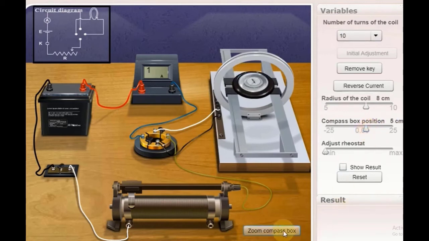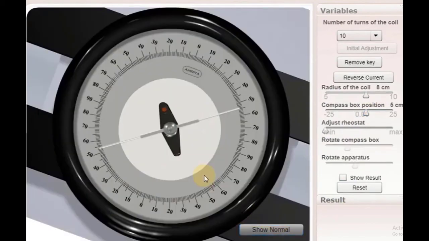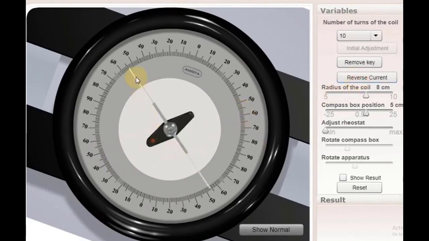Again, I will click here to see now as it is away from the coil. So what is the position of needle? Now it is 54, 54. Theta 1, theta 2. Right? Reverse current, again 54, 54. So theta 3, theta 4. So like this, you will have 4 values of thetas.